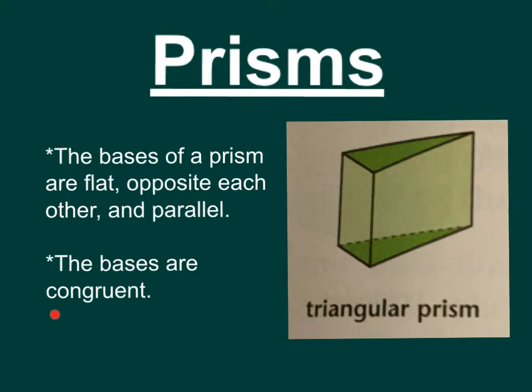The bases are also congruent. That means they're the same shape. If I look at the top of this prism, I see a triangle. If I look down, I see the exact same triangle. If I were to take away the sides and match these two bases together, they would line up perfectly because they're congruent.